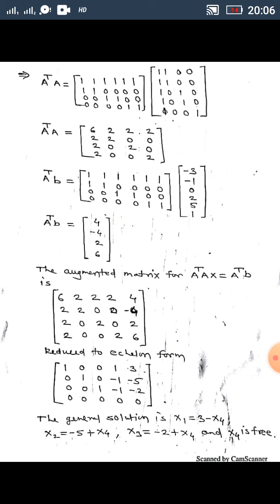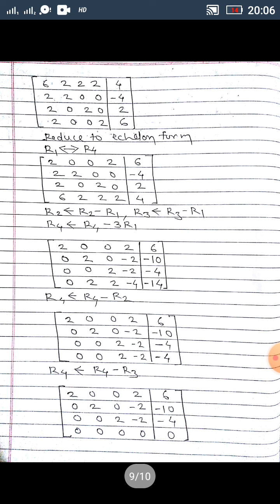Now we reduce to echelon form. That simplification I have given here. First we interchange R1 and R4, that we have written here. 2 0 0 2 6 is the new R1, and R4 is the old R1, that is 6 2 2 2 4, and R2 and R3 are as they are. Now we perform in R2, R2 minus R1, in R3, R3 minus R1, in R4, R4 minus 3 R1.